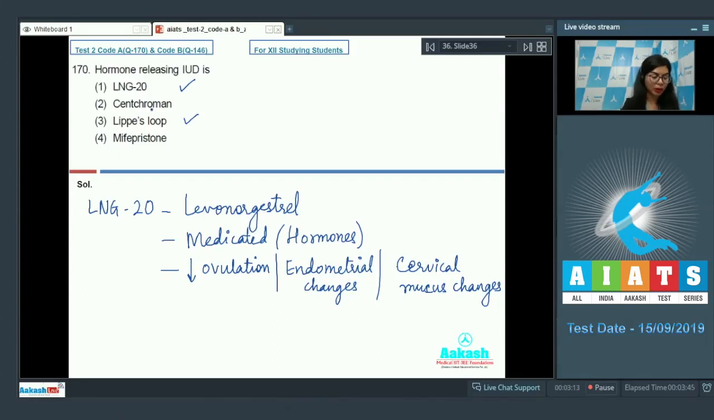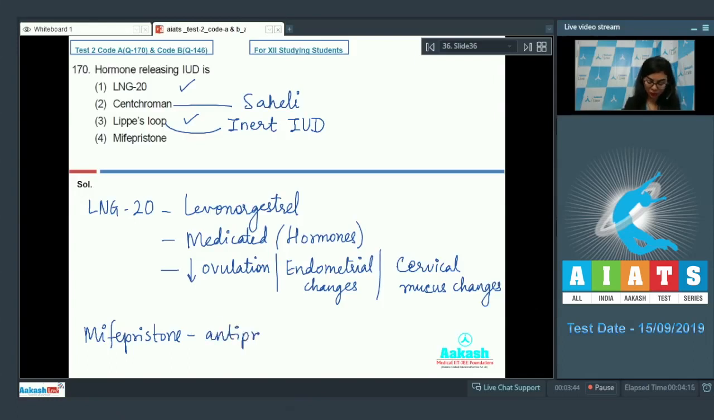Next we have Cencroman. Cencroman is a constituent of Saheli, which is a non-steroidal oral contraceptive pill. It's anti-estrogenic and it acts on the endometrium and inhibits the fertilized ovum from implantation. Option number 3, lipase loop, is an inert IUD. And lastly, mifepristone. Mifepristone is anti-progestogen. That is, it blocks the effect of progesterone, which is very much required for maintenance of pregnancy. Thus, it can be used as an emergency contraceptive.